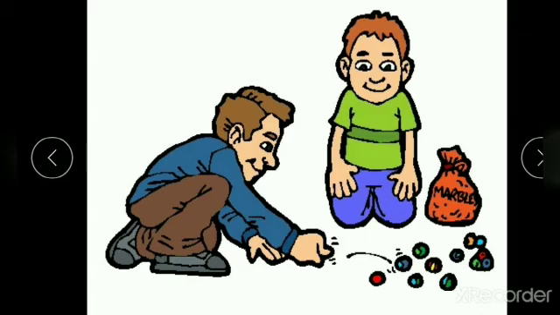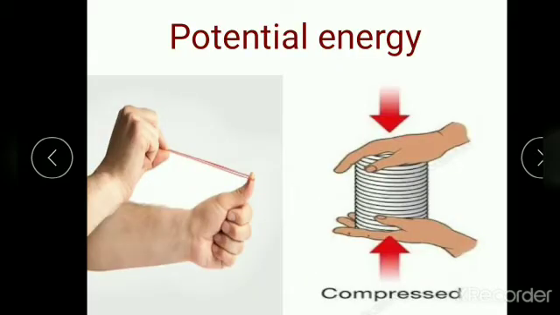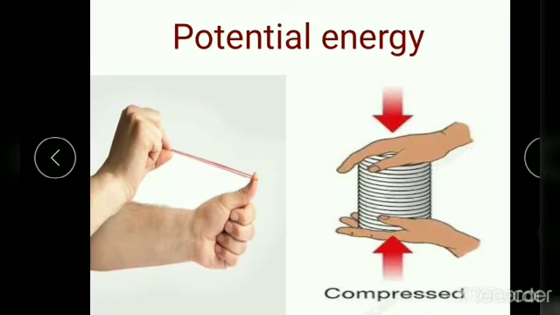Okay, next we will see potential energy. Try to stretch a rubber band or compress a spring. To do this, what do you need? You need energy. The energy that you use gets transferred to the rubber band and the spring and gets stored in them. This stored energy in the body is called potential energy.